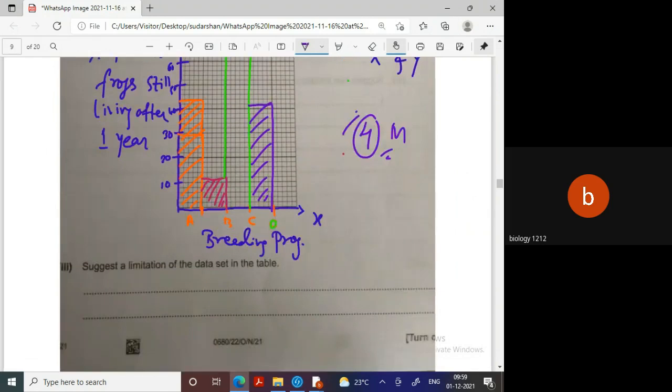Okay, that's one thing. Next one, suggest a limitation of the data set in the table. What is the limitation with this? The limitation is nothing but the drawback. So what would be the drawback here? Basically here we are missing the control data.